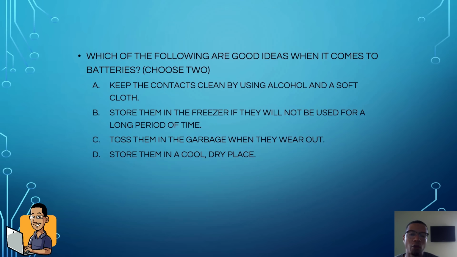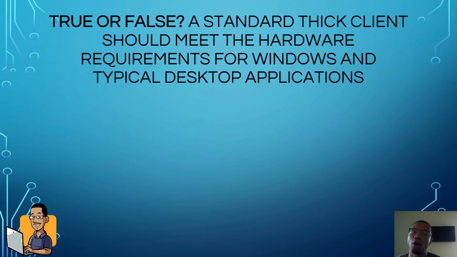Which of the following are good ideas when it comes to batteries? Choose two. Easy, perfect. Keep the contacts clean by using alcohol and a soft cloth. Store them in a cool, dry place. Good.